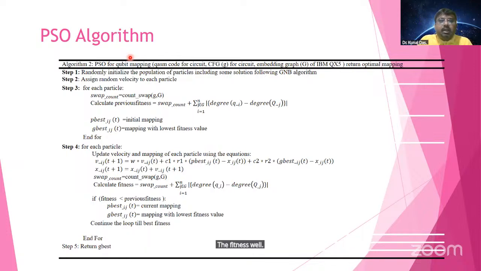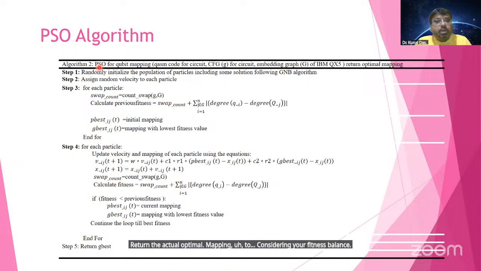So now let us go to the next algorithm, the second algorithm in our problem, which is PSO for qubit mapping, which returns the actual optimal mapping considering your fitness values. We take a solution, randomly initialize the population, and then assign a random velocity to each particle.